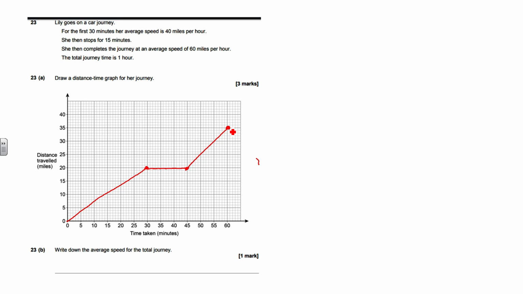We're now required to write down the average speed for the total journey. Now the average speed is always total distance over total time, which is very easy because the total time is 1 hour. So the total distance was 35 miles, but that's divided by 1 hour. So that's 35 miles per hour.